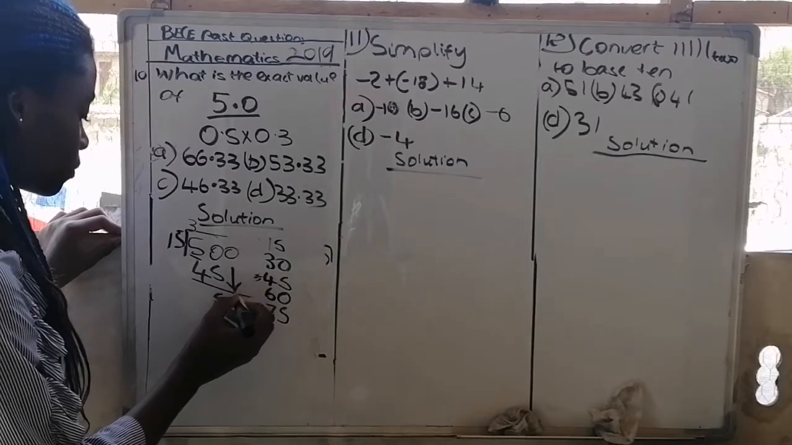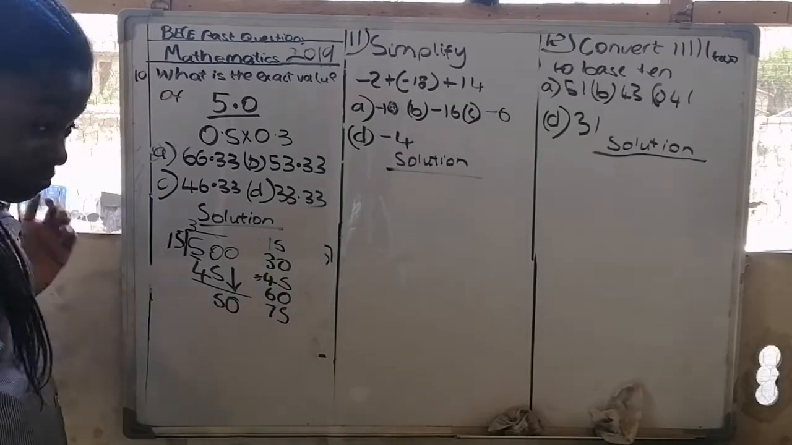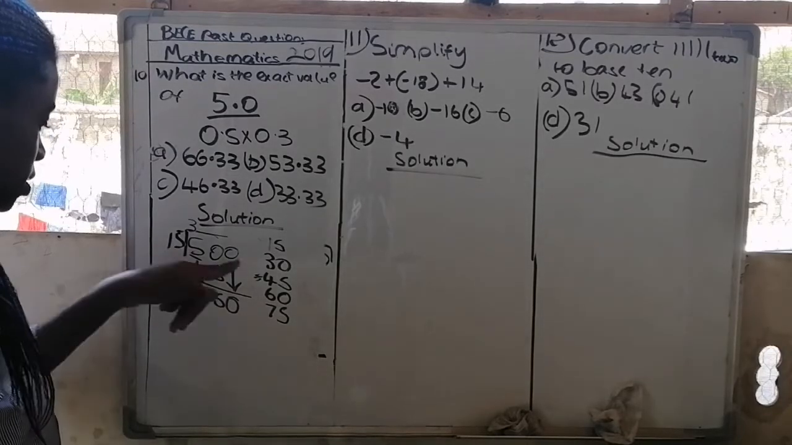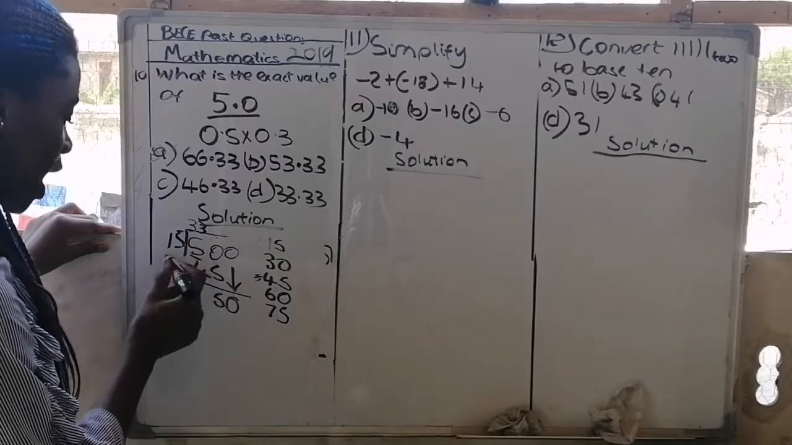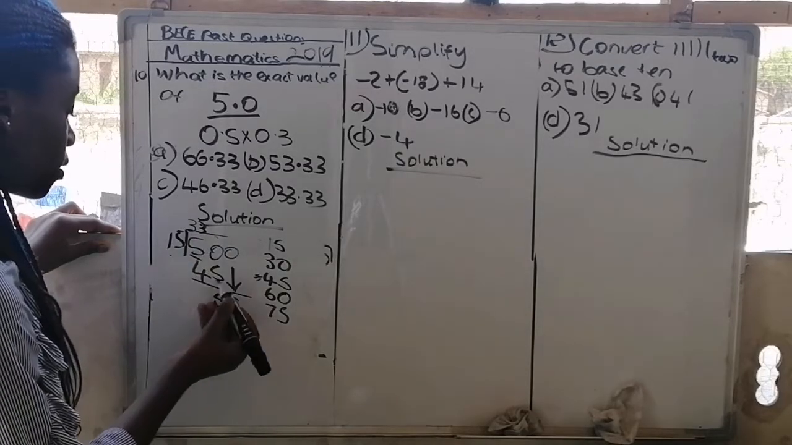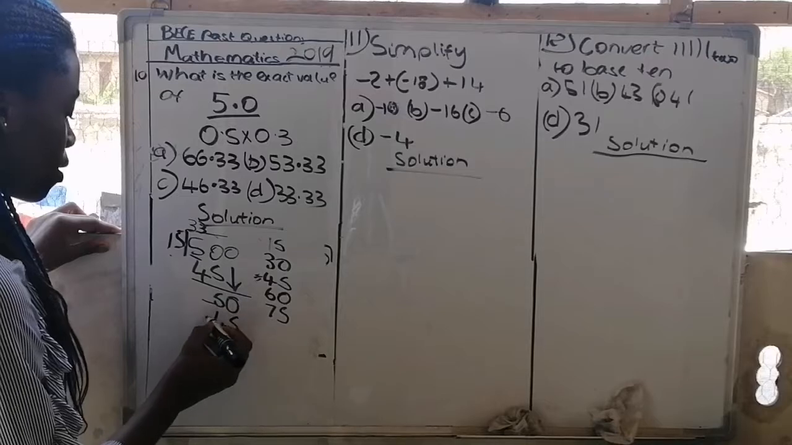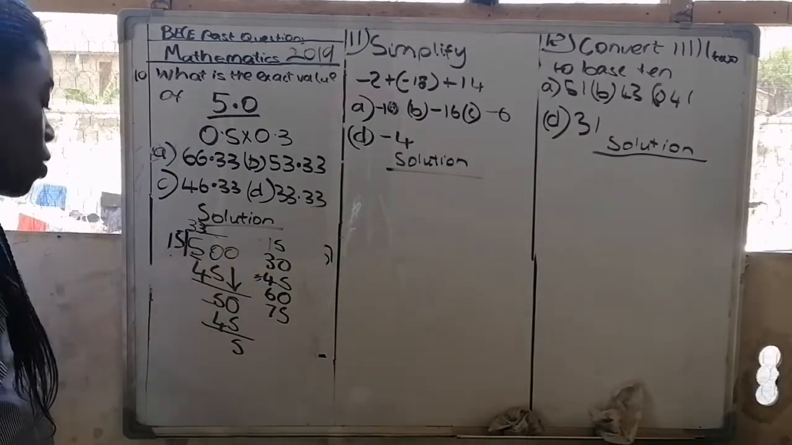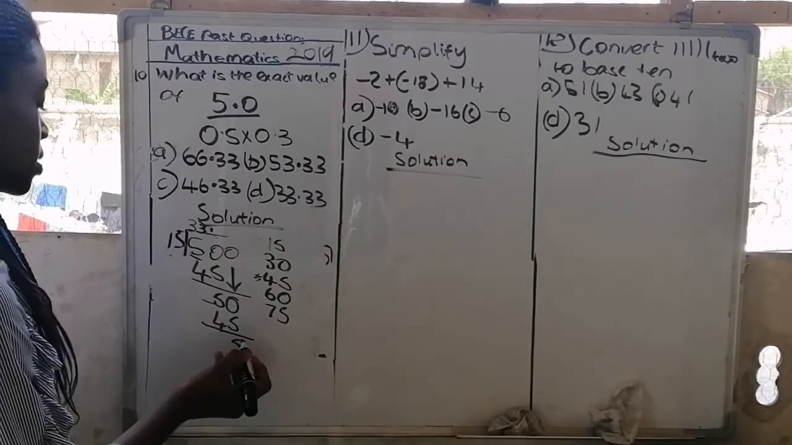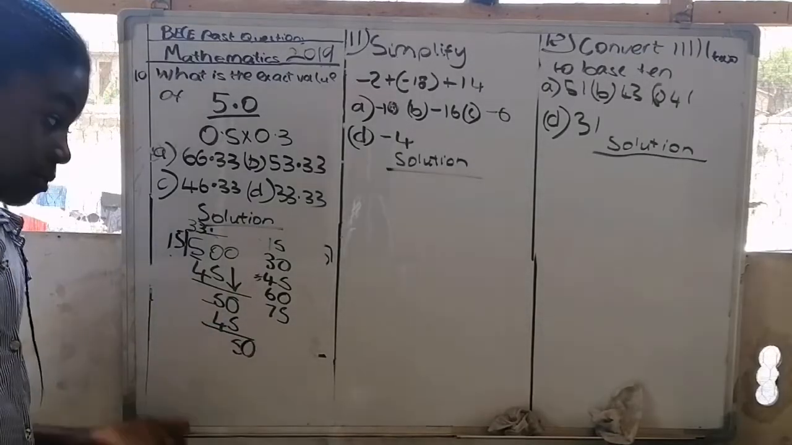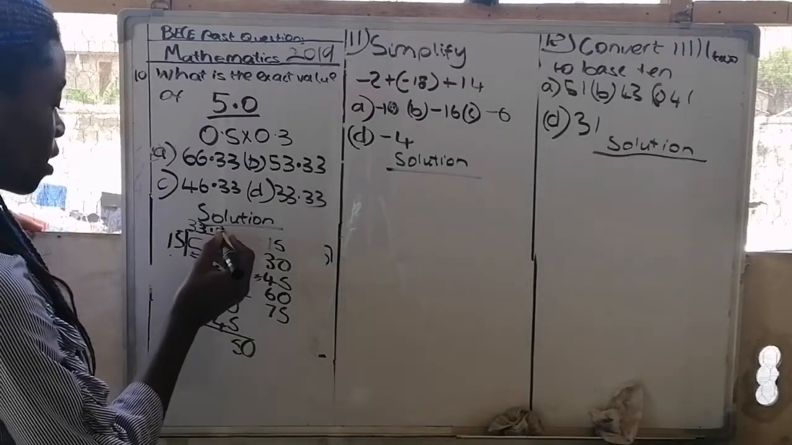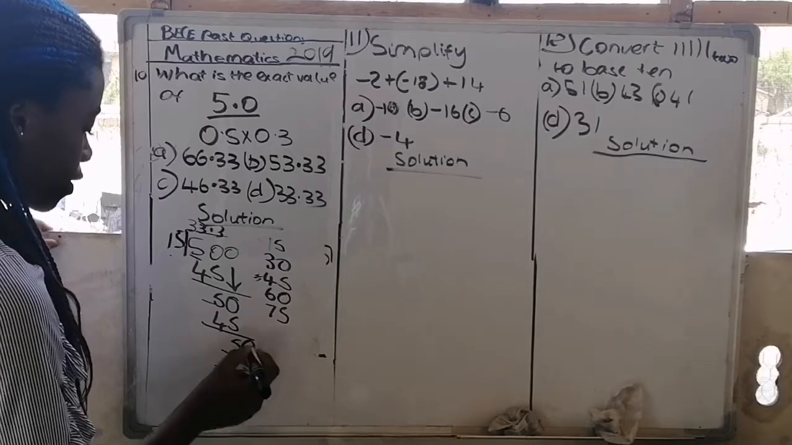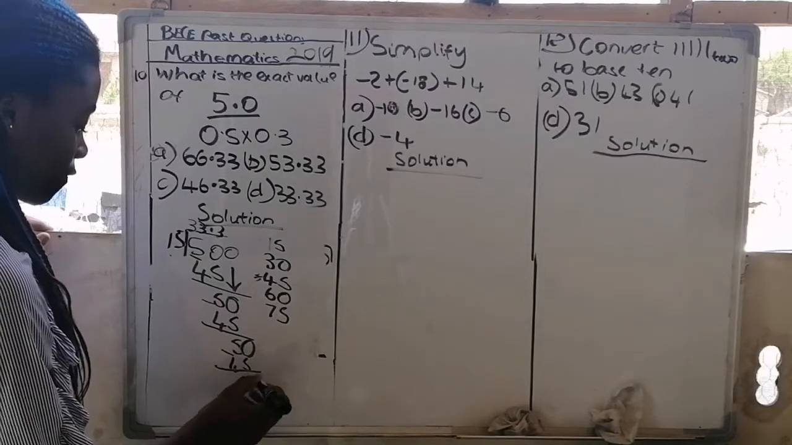Then we bring down 0, so 50 again. So now 50 divided by 15, still 3. So 3 times 15 is still 45. It will still give us a remainder of 5, and there's nothing to bring down anymore. So now we put our decimal point, we add 0, still 50, which will give us 3. 3 times 15 will give us 45. 50 minus 45, still 5.